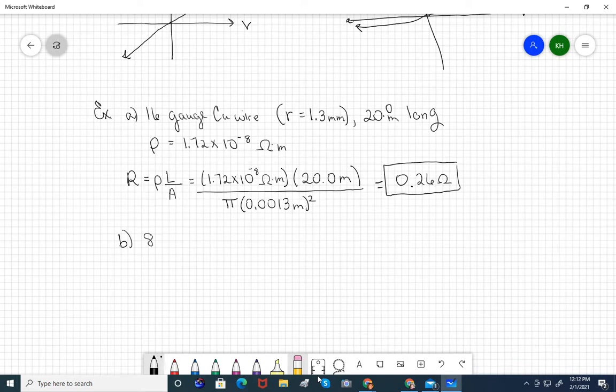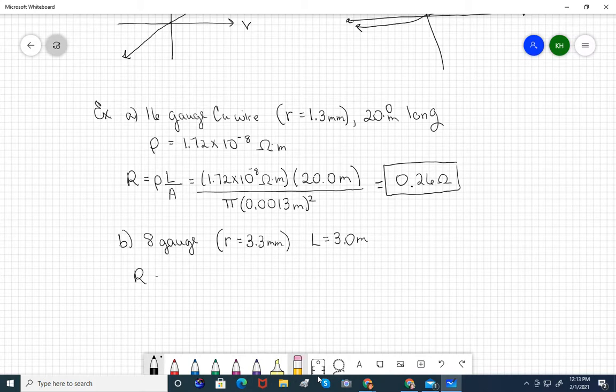There was a part B. This time they used 8-gauge wire. 8-gauge wire has a radius of 3.3 millimeters. That might surprise you, but basically the smaller the gauge, the thicker the wire is. When you get really high gauge wires, it gets smaller and smaller. So this has a thicker. We're going to also make this one only 3 meters long. So it's also shorter. This should have considerably less resistance.